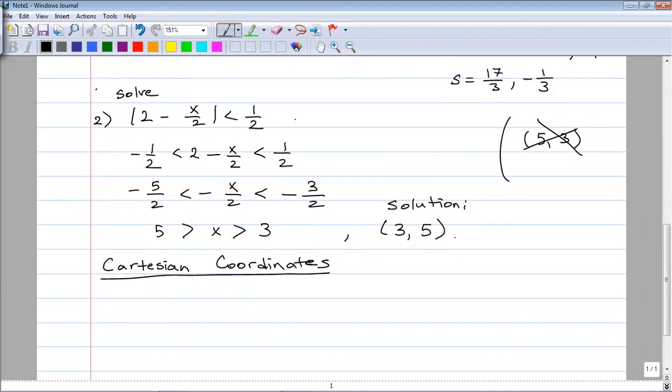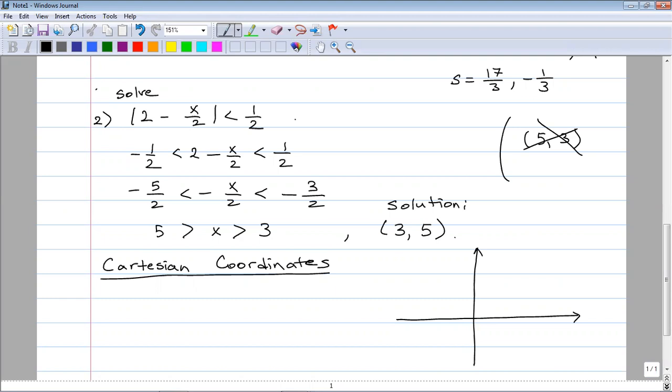So we take two copies of the number line perpendicular to each other. Again, arrows indicate the increasing direction. On the horizontal line, numbers increase from left to right, and on the vertical line, numbers increase from bottom to top.